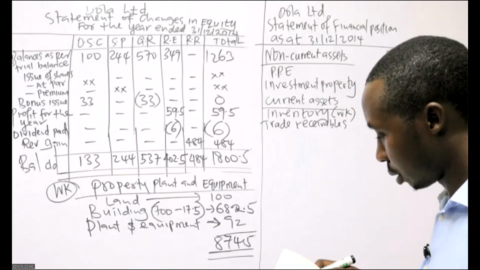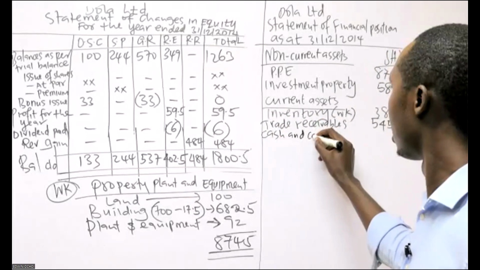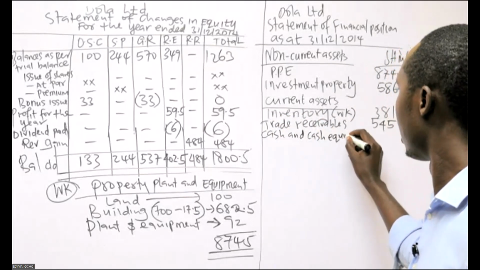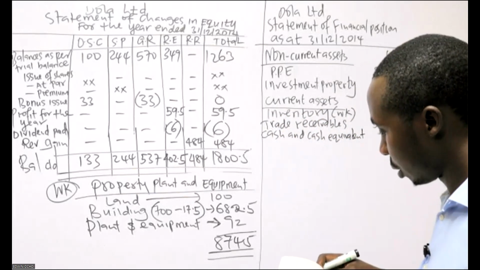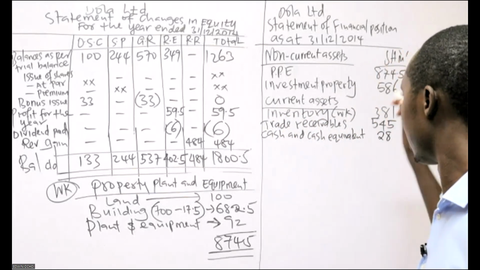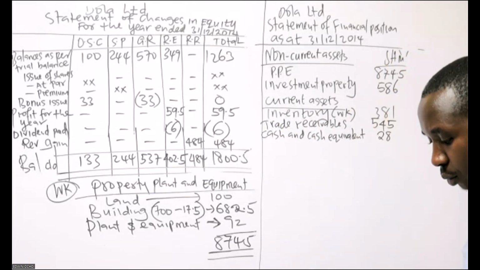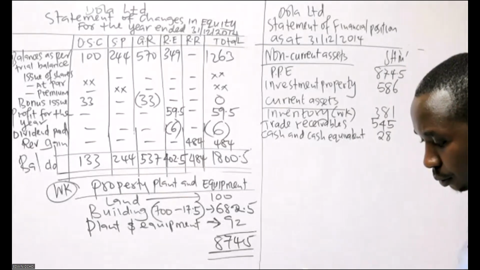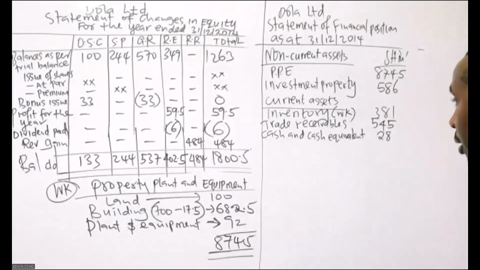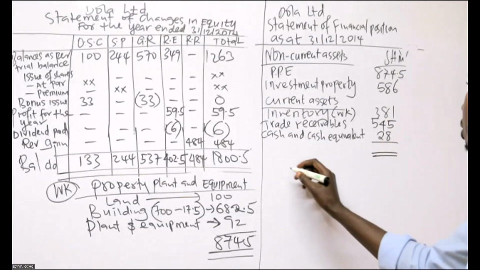Is there any cash, bank balance, cash and cash equivalent? So the cash and cash equivalents is 28. Prepayment was not there. Another asset, another asset, another asset: none. There's nothing. So total assets.